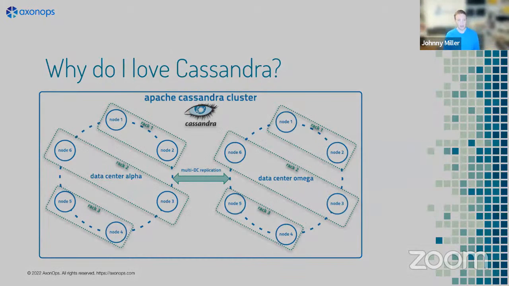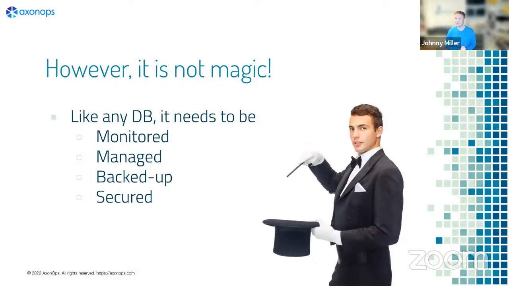But it does all these fantastic things, but it's not magic. There's no secret special sauce here. It has to be looked after. And like any database, or any other kind of platform you use, it needs to be monitored. You need to know what's happening, where it's happening, and how frequently it's happening. It needs to be managed. There's certain things you've got to do on a regular basis to keep your Cassandra cluster healthy. You need to make sure it's backed up, and you need to make sure it's secured.